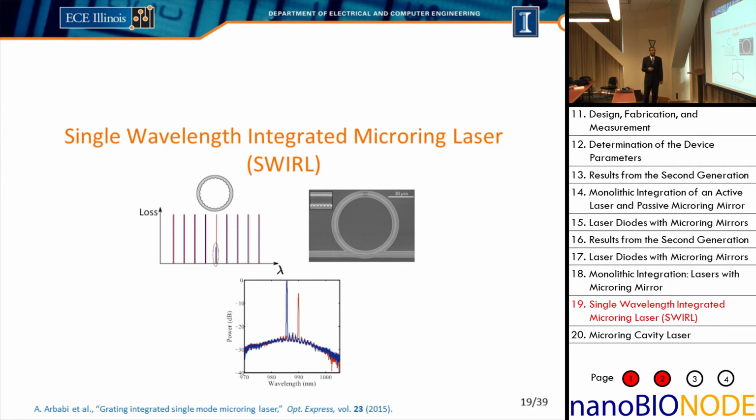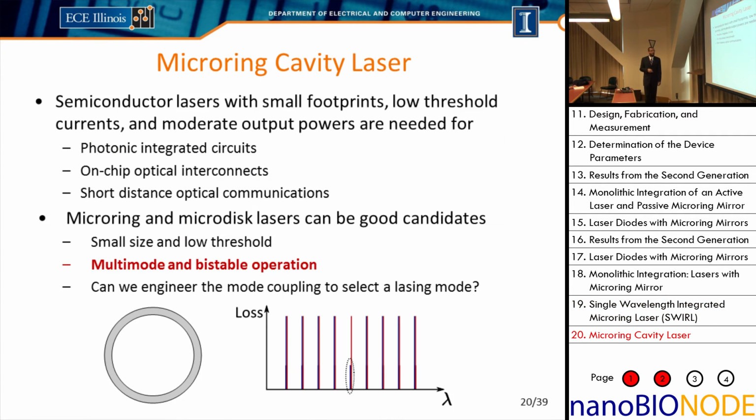So we have the SWIRL device, single wavelength integrated ring laser, and the idea is that ordinarily all these modes that have different azimuthal mode numbers and that are degenerate because they're clockwise and counterclockwise propagating modes, they all had degenerate loss, so they're all the same. We increase the loss of all the modes except for one, and that one mode is the one that's going to lase. So we can show that we can get single wavelength operation for a specific azimuthal mode order, and if we change the azimuthal mode order of the grating, we can get a different mode to lase.